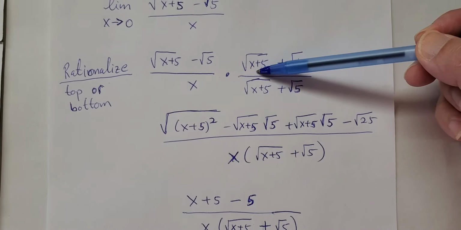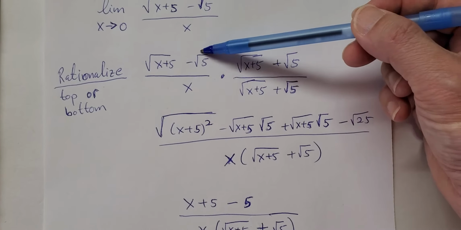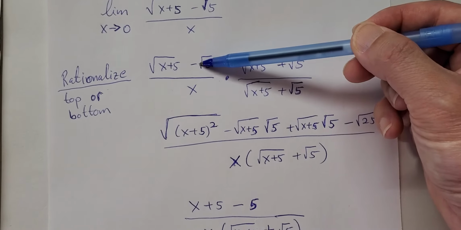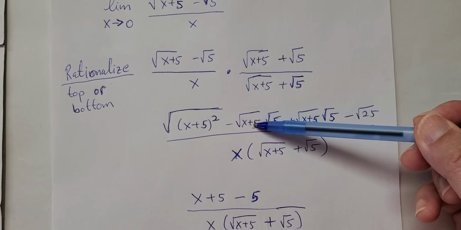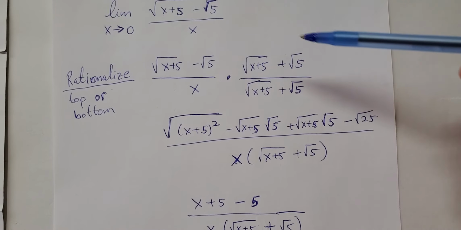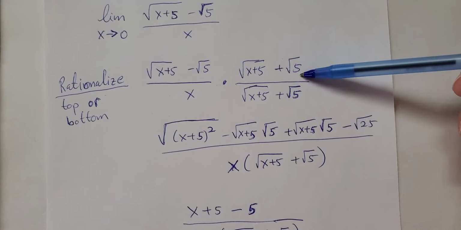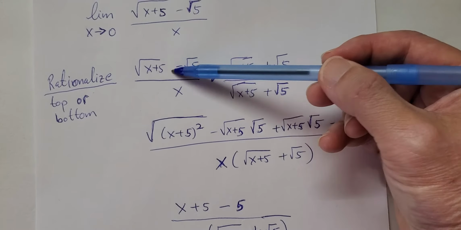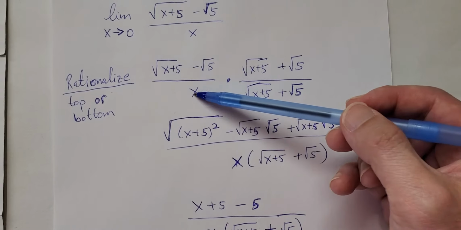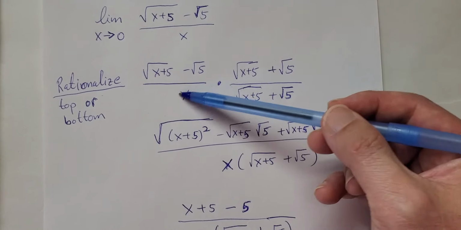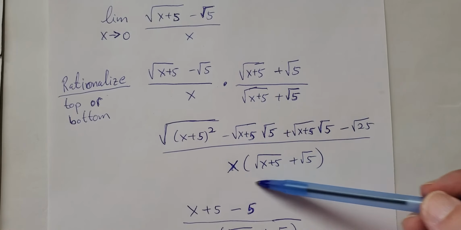So one more time. X plus 5, x plus 5, there are 2 of them under the same square root. Negative square root of 5 times square root of x plus 5 is over here. And then square root of x plus 5 times plus square root of 5 is over here. 5 times 5 will be 25. Minus and plus will be minus, under the same square root. The bottom, leave it alone. Just put them together as I have here. Do not multiply them out.